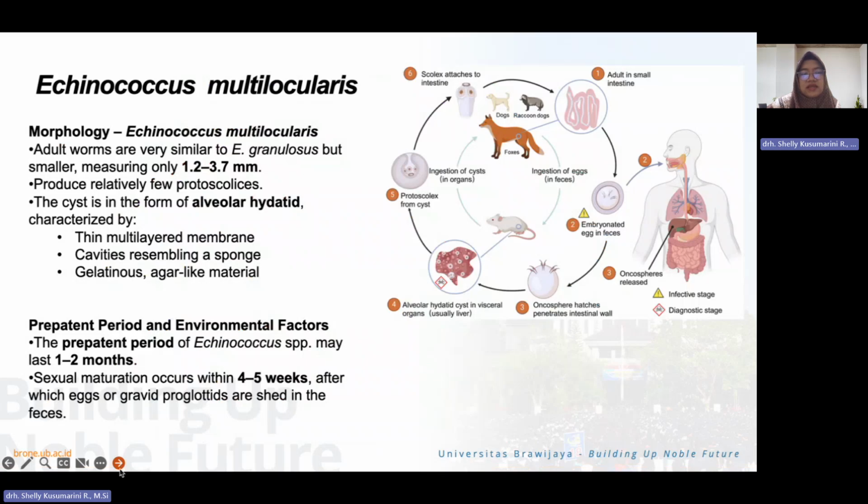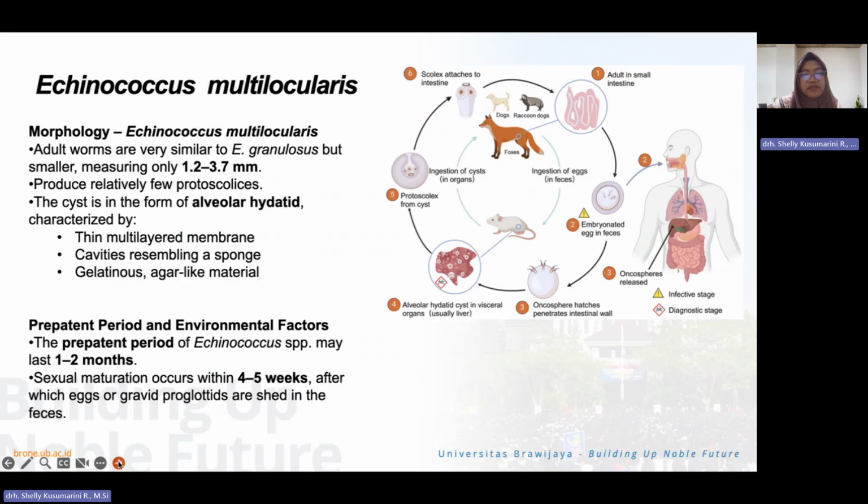Next, this is the next species, Echinococcus multilocularis. I think they are already similar to Echinococcus granulosus, but they present in the form of the alveolar hydatid, usually in the liver. The characteristics are almost similar. They have a thin multilayer membrane, capillary membrane spots, gelatinous agar-like materials.